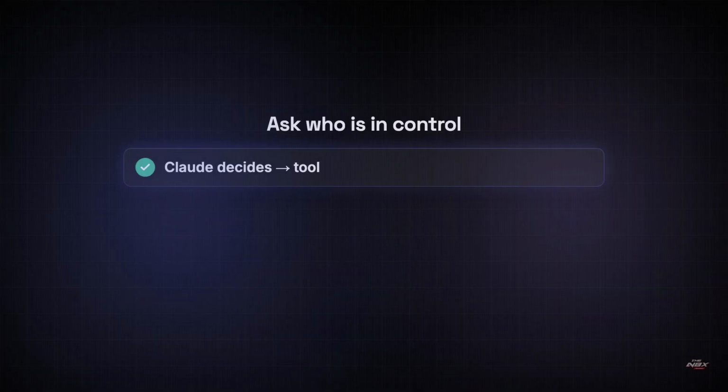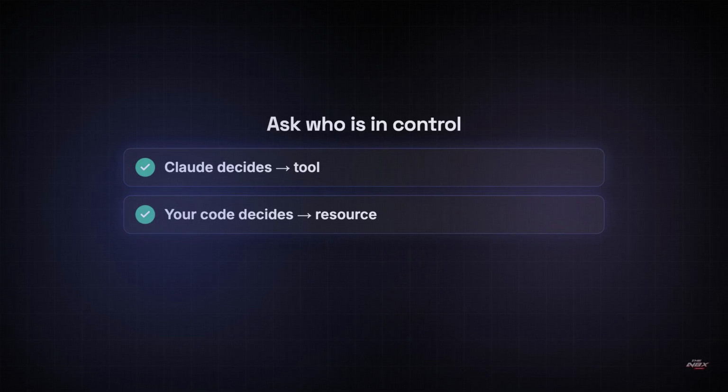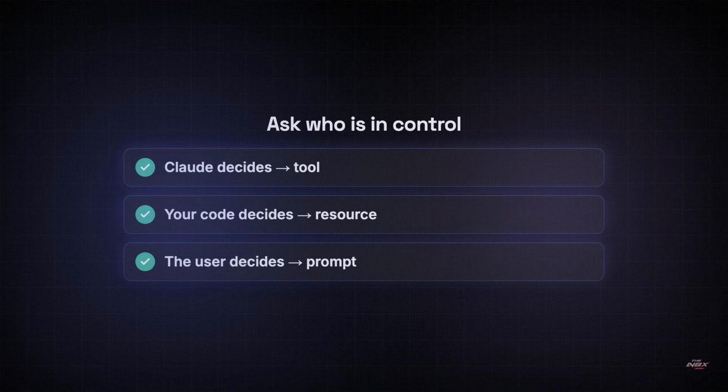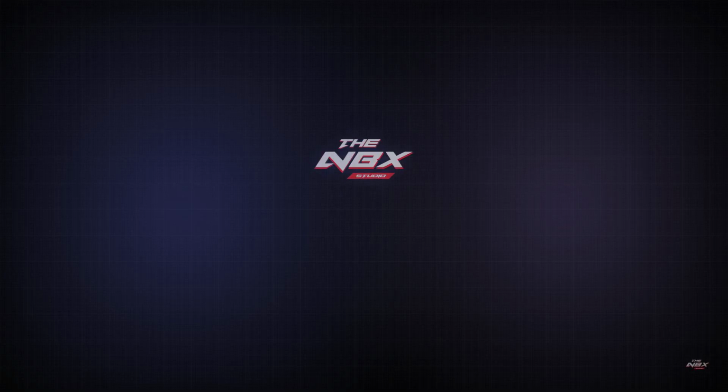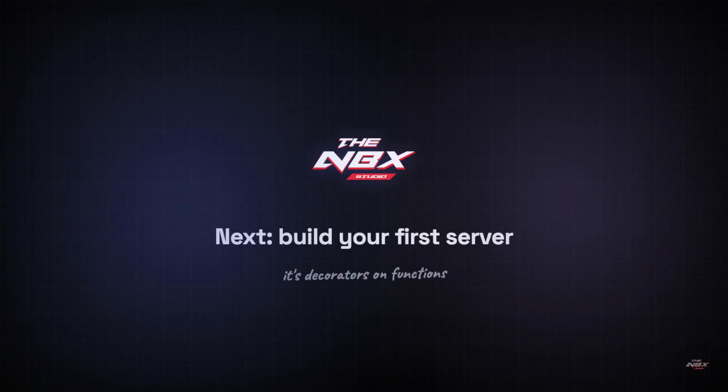3 lines. If Claude decides when it runs, it's a tool. If your code decides, it's a resource. And if the user decides, it's a prompt. 1 question, asked every time. Next chapter we stop talking and build a server, and you'll see it's shorter than you expect.